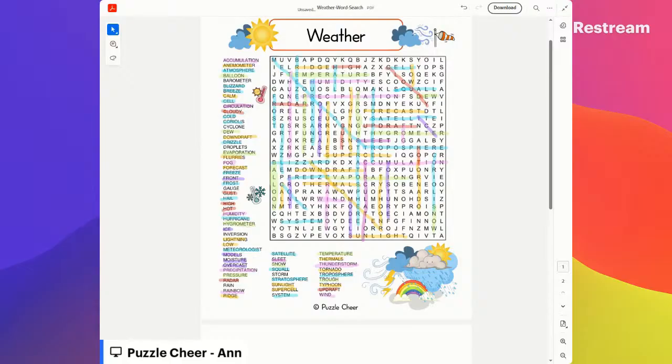Dino Game Hub says, yep, like the first Twister movie better than the second, but the second was fun. Another excellent way to put that. Excellent reviews here on Puzzle Cheer Word Search Live.